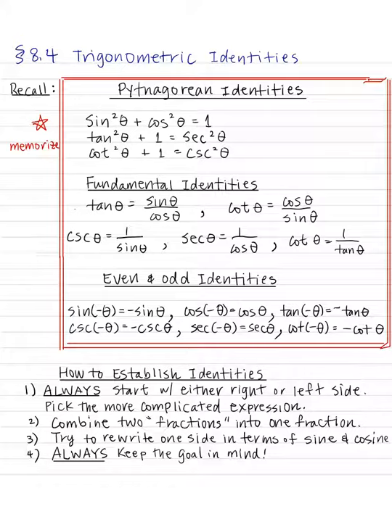and odd identities. Now, in order to prove trig identities, always start with either the right-hand side or the left-hand side. And usually you might want to pick the more complicated expression. Another trick would be, if you're given two fractions, combine them into one fraction. Another trick is to try to rewrite one side in terms of sines and cosines. And always keep the goal in mind. Goal meaning what you're trying to prove. So let's start doing a bunch of examples.